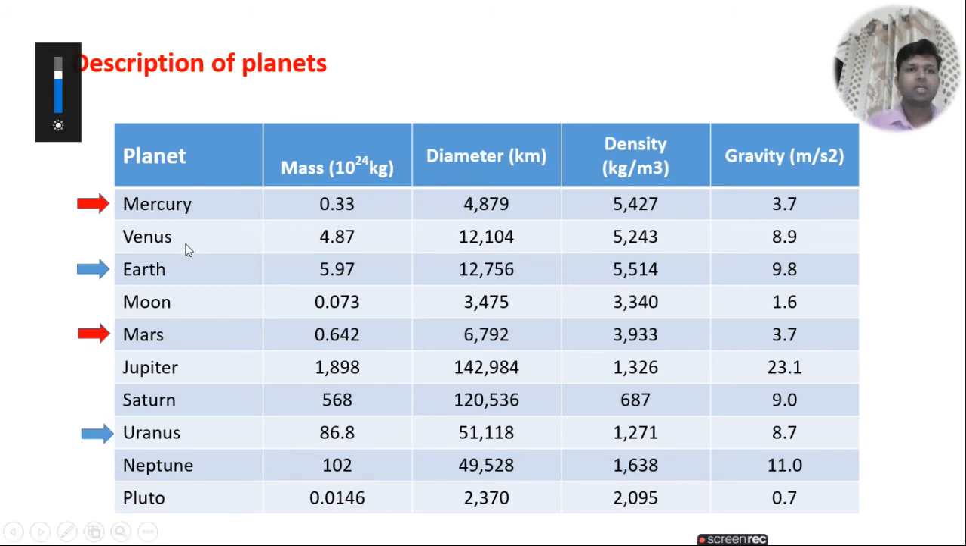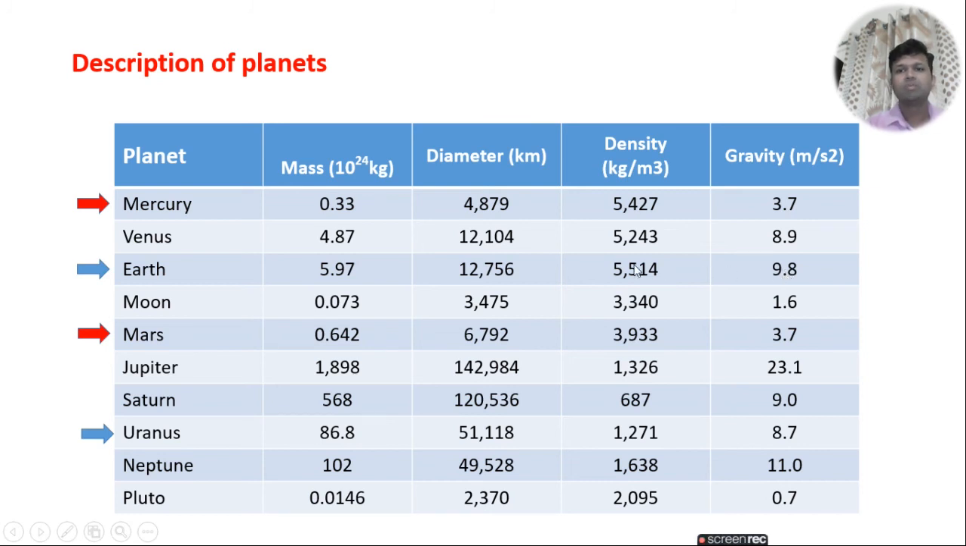Okay, so here you can see, if you consider an example of Earth and Uranus. Okay, so the mass and diameter of Uranus is more than the mass and diameter of the Earth, but the gravity of Earth is 9.8 meter per second square, whereas the gravity of Uranus is 8.7 meter per second square. Okay, though the Earth has less mass and less diameter, its gravity is more.